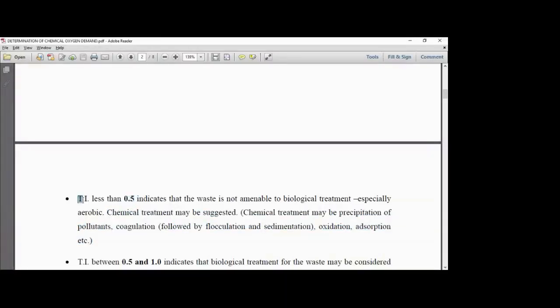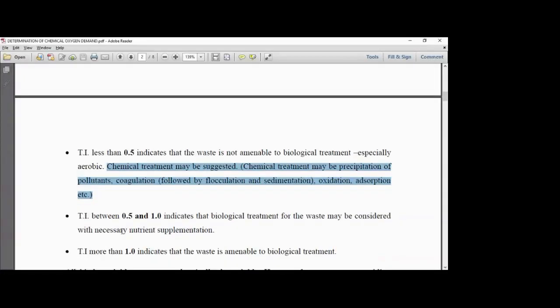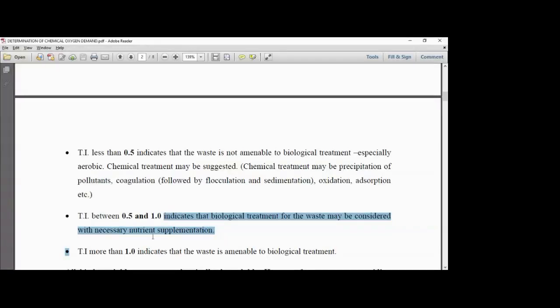A TI value less than 0.5 suggests that the inorganic content is more, and to deal with the inorganic content, we will have to go for chemical treatments. Now, what if my TI value is between 0.5 and 1? If my TI value is between 0.5 and 1, it indicates that biological treatment can be considered with the help of some nutrient supplementation.